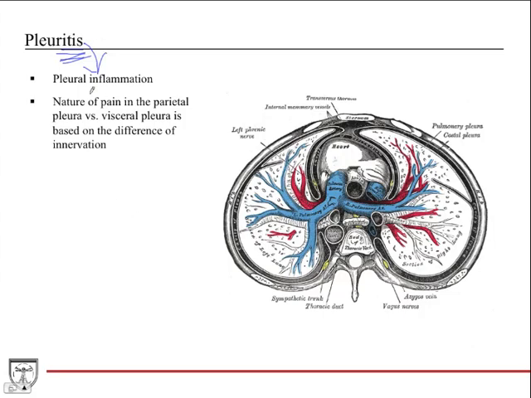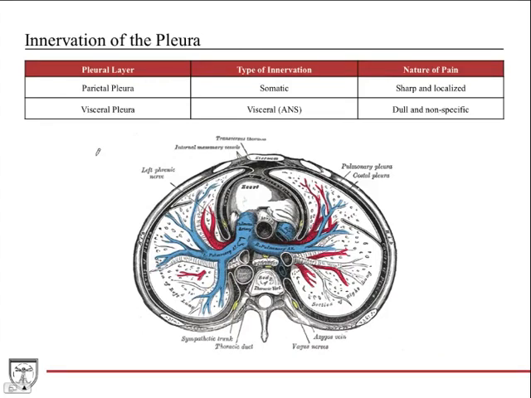You get the picture. So again, the nature of the pain in the pleura depends on parietal pleura versus visceral pleura, and it's based on the difference of innervation. We have this nice table that we provide for you in your book here. We break it down into pleural layer, type of innervation it receives, and then the nature of the pain. If you have pain in the visceral area, it's going to be a dull pain in maybe this region right here, versus if you have pleuritis here, it's going to be very localized, sharp pain on this region of the body. That's the big difference, and that sometimes can show up as a test question on an anatomy exam.